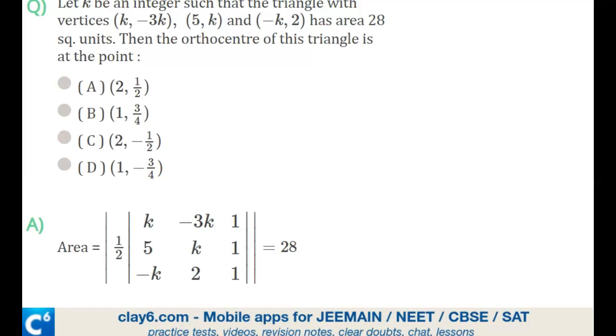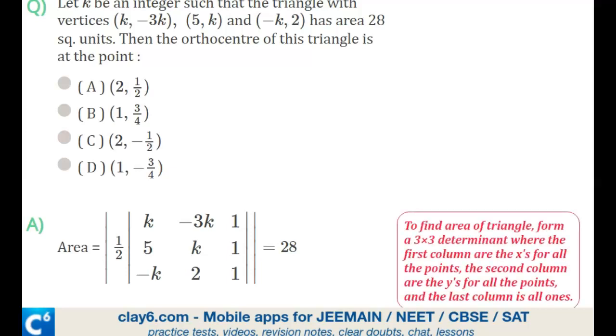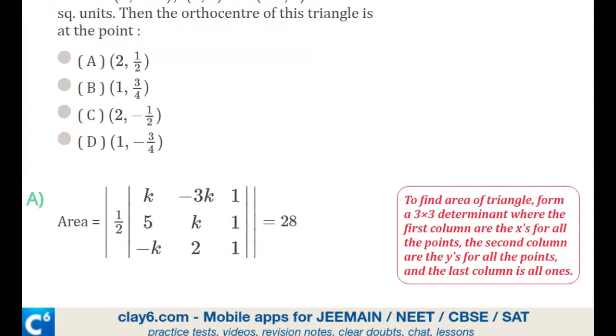The area of a triangle, with respect to the coordinates, can be written as follows. It's the modulus of half times the determinant of the rows (k, -3k, 1), (5k, 1, 1), (-k, 2, 1), and this is given as 28. How did we even arrive at this? This is a different way of looking at it.